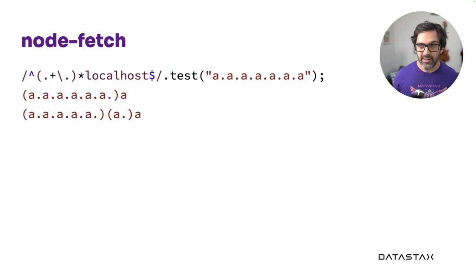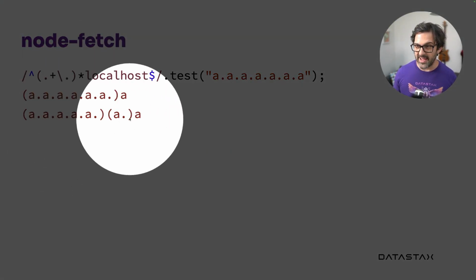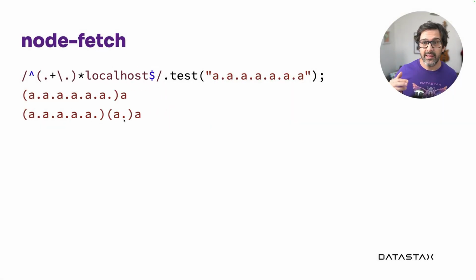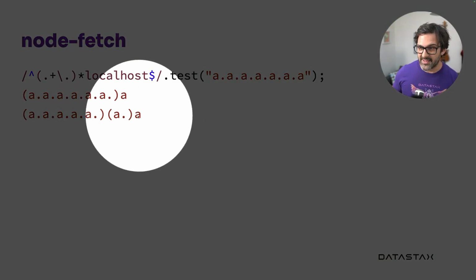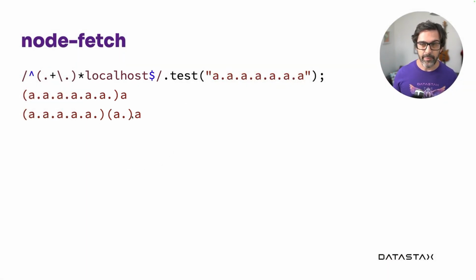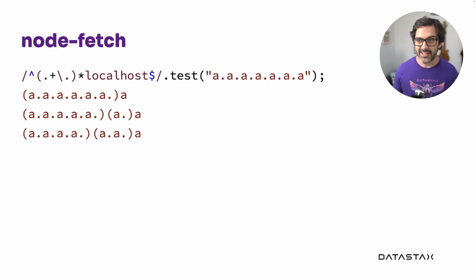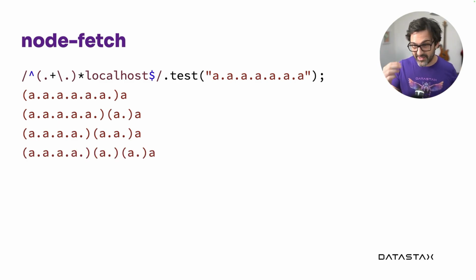And so we can go again. This time around, we're going to match 5 a dots as the first group. And then because of the star, we can have more groups of this. So a dot is the second group of it. And then we get an a at the end, and it's not localhost, and so we fail. And so we can take a step back again. We can maybe go 4 a dots, and then we can break that down into a group of a dot, and another group of a dot. And you can see this is where things start to split up.